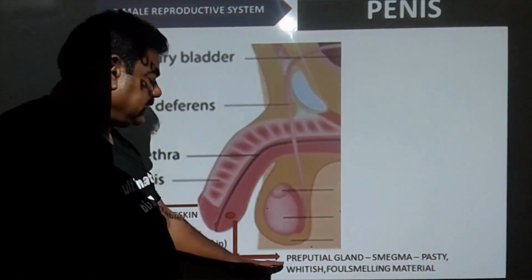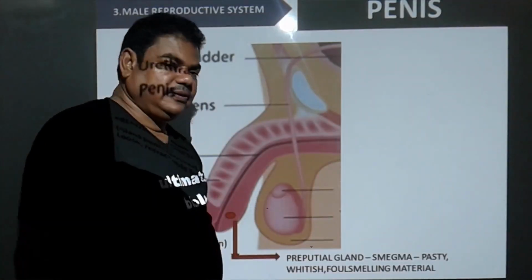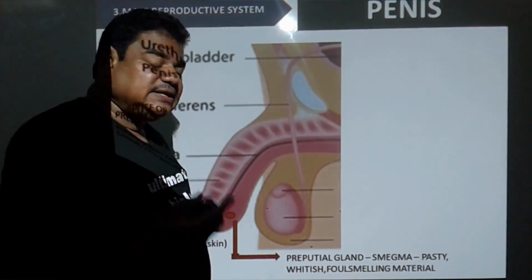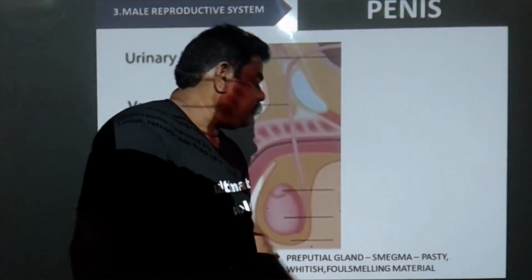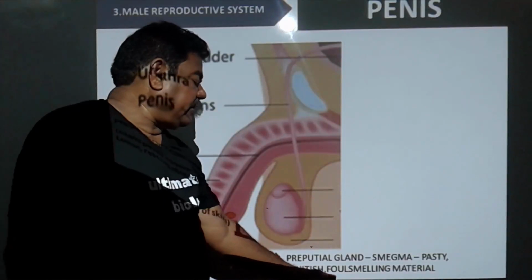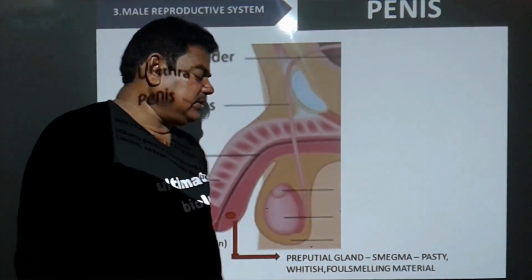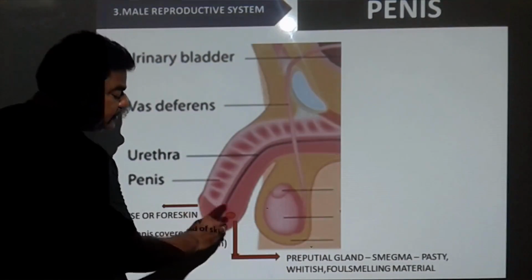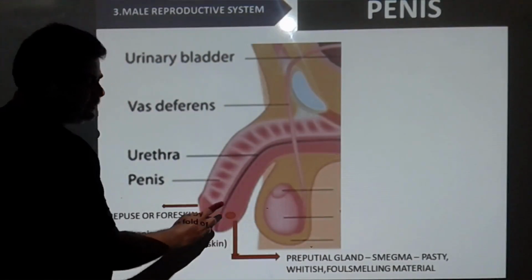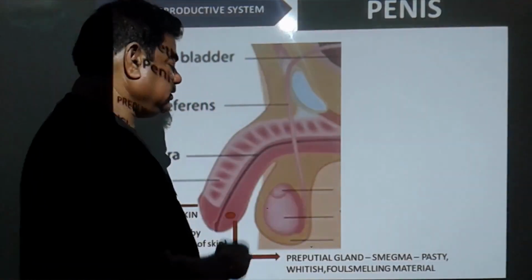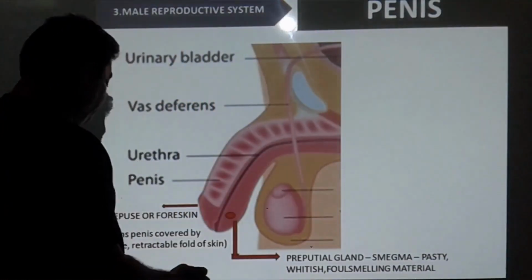That gland we call a preputial gland. The preputial gland releases smegma. It is a pasty, whitish, foul-smelling material formed by the secretion of this gland, and it is present around the glans penis. There is a need to clean this smegma from time to time.